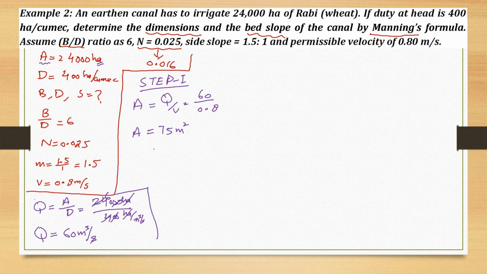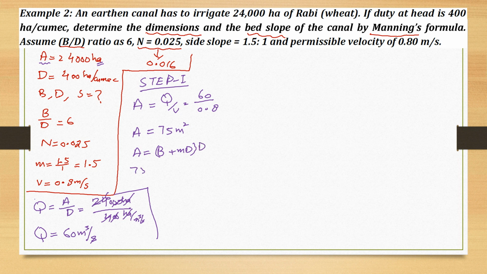So what is the second step? In first step, we have determined the area, and in the second step, we will use the formula for the area. So in continuation of this one, we can use the formula of area. So what is the formula of area? That is for our trapezoidal channel, because this is non-alluvial channel. So we'll use the trapezoidal formula for the trapezoidal channel, that is (B plus MD) into D.